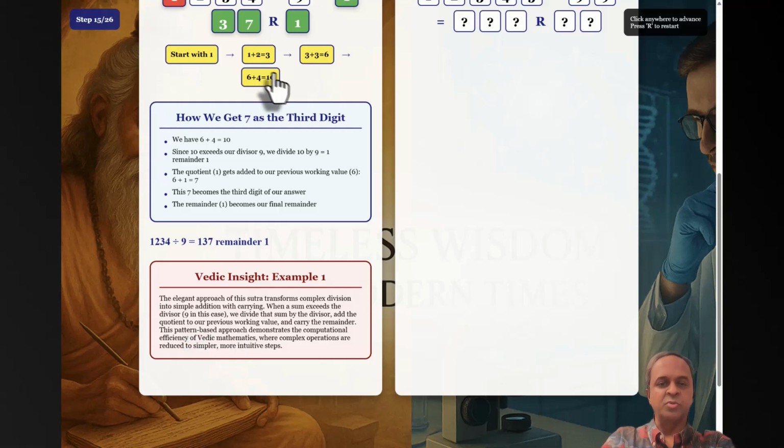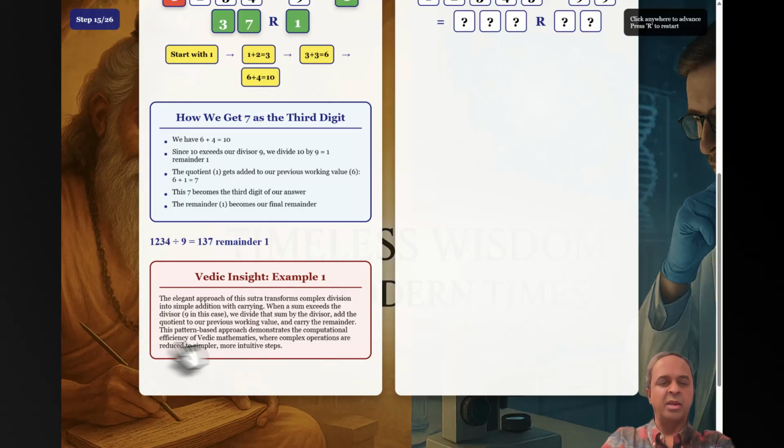So previous to this was this, right? This is where the 10 is divided by 9 we did. So the previous one we had was 6, right? Working value, and carry the remainder. This pattern-based approach demonstrates the computational efficiency of Vedic mathematics, where complex operations are reduced to simple steps.